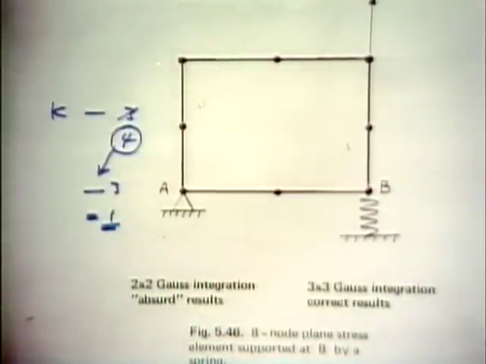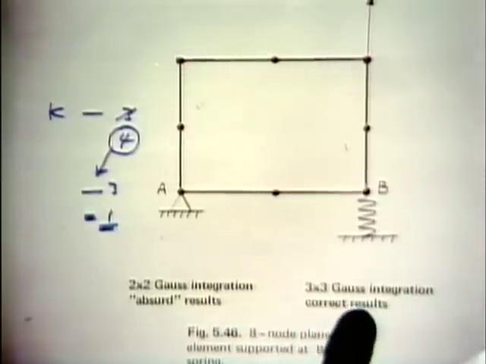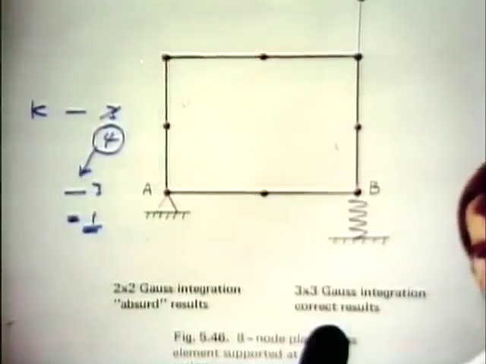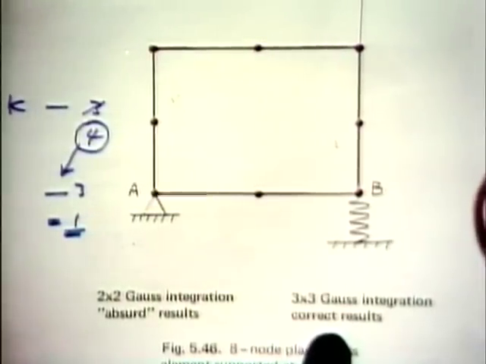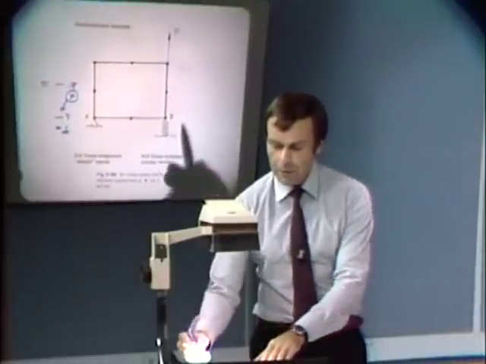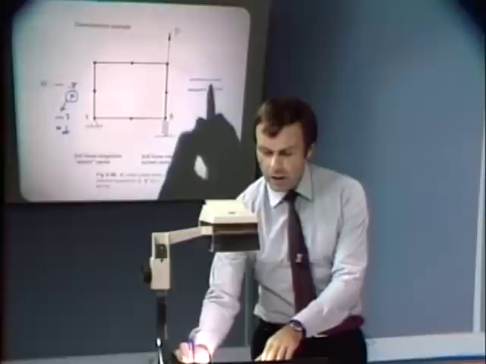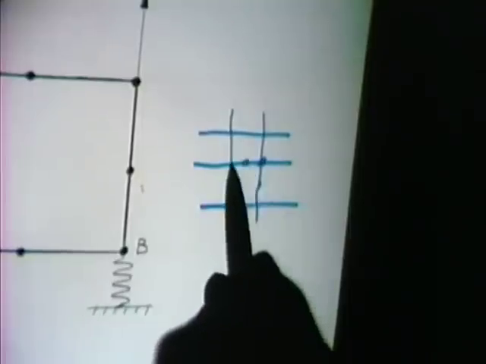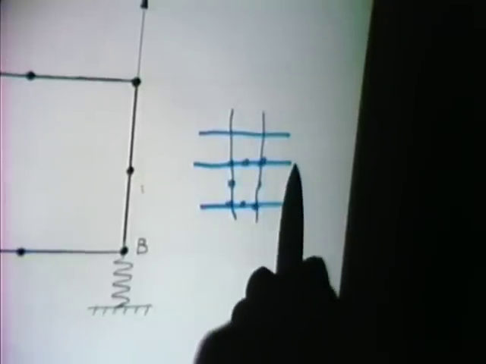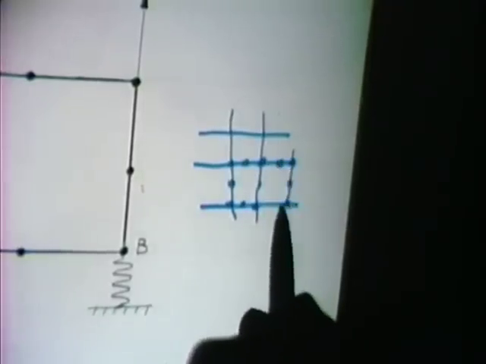Therefore, this is a very simple example that demonstrates that the Gauss integration has to be high enough in order to prevent instabilities occurring in the solution of the equations. In practice, of course, what happens frequently is that we are using these elements in a mesh. So we have an 8-node element here and another 8-node element here.